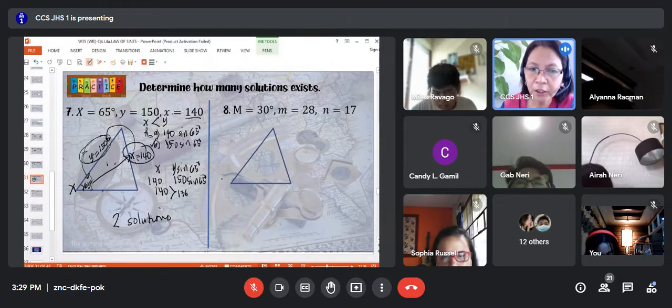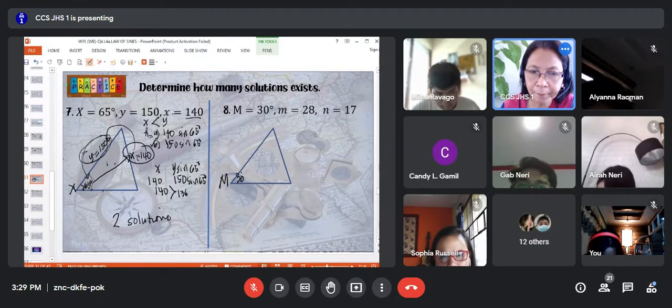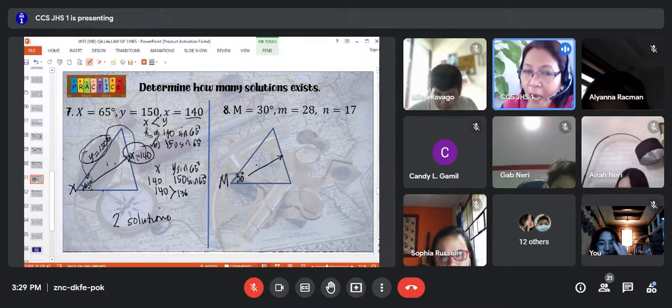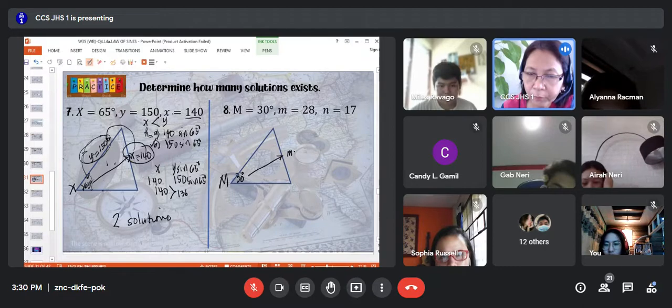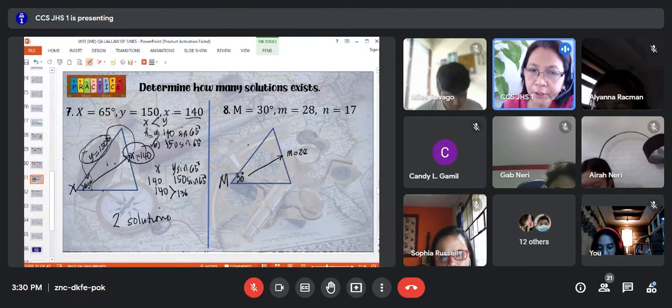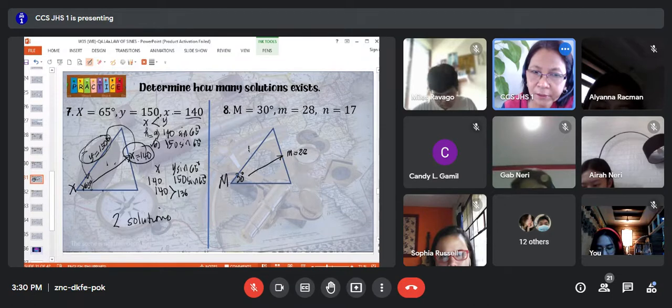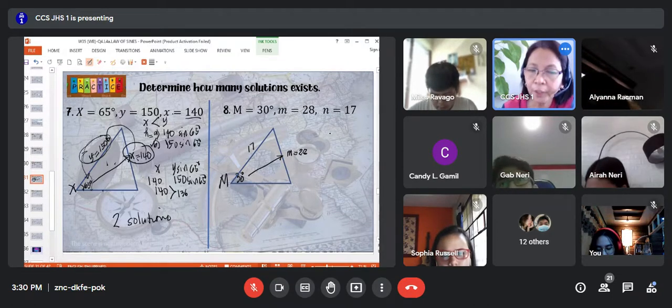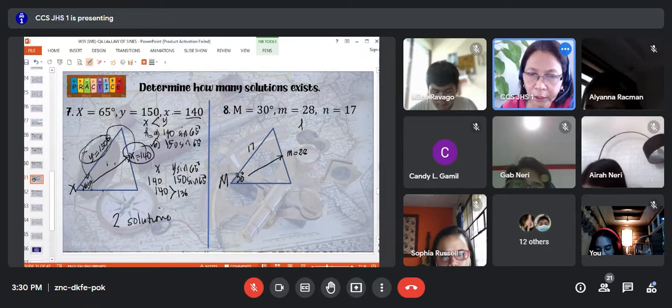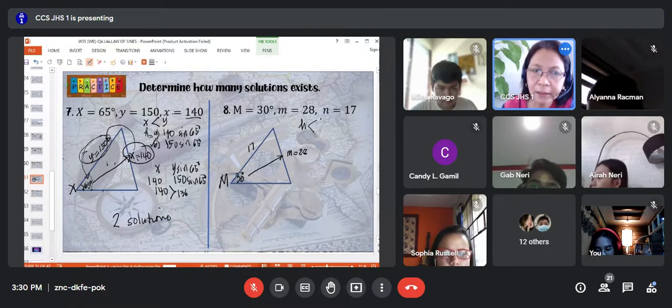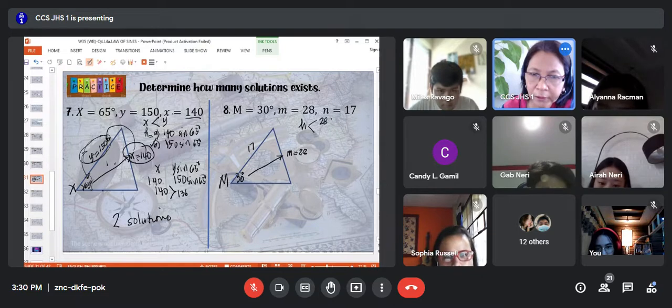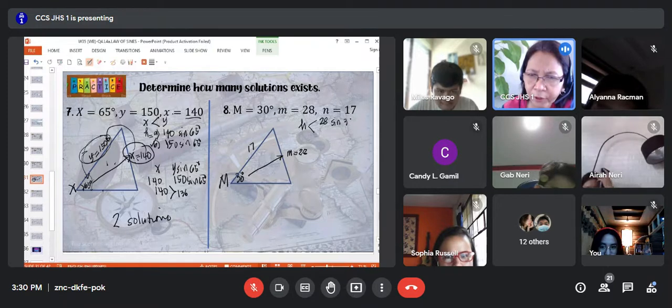The given angle is M. And the given side opposite angle M is letter M, 28. And the other side is 17. Now give me the altitude. Multiple choice. Is it 28 sine of 30 degrees or 17 sine of 30 degrees? A or B? Which one is correct?